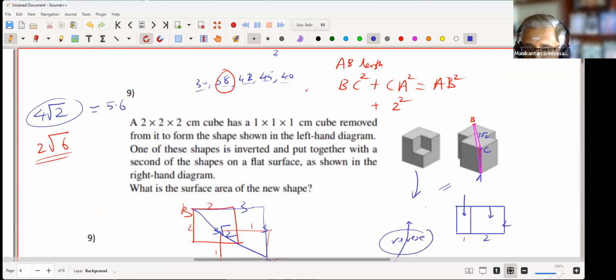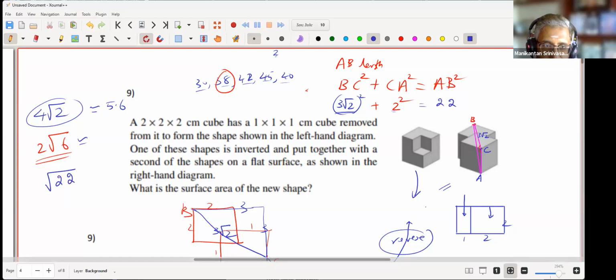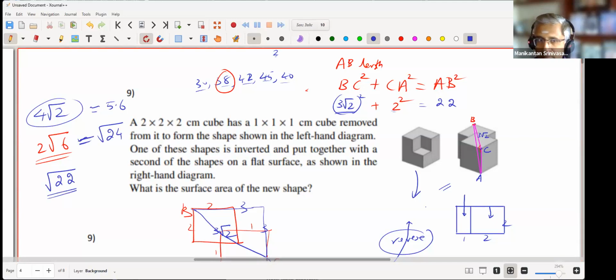So (3√2) square plus 2 square equals AB square. How much is this? This is 9 times 2, which is 18, plus 4, which is 22. So AB is square root of 22, which is not 2√6. 2√6 is square root of 24, but the answer is square root of 22. Right?